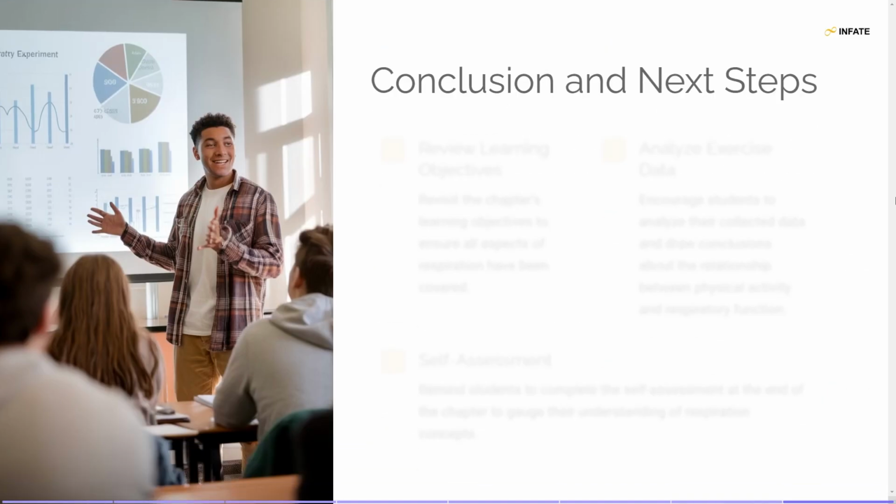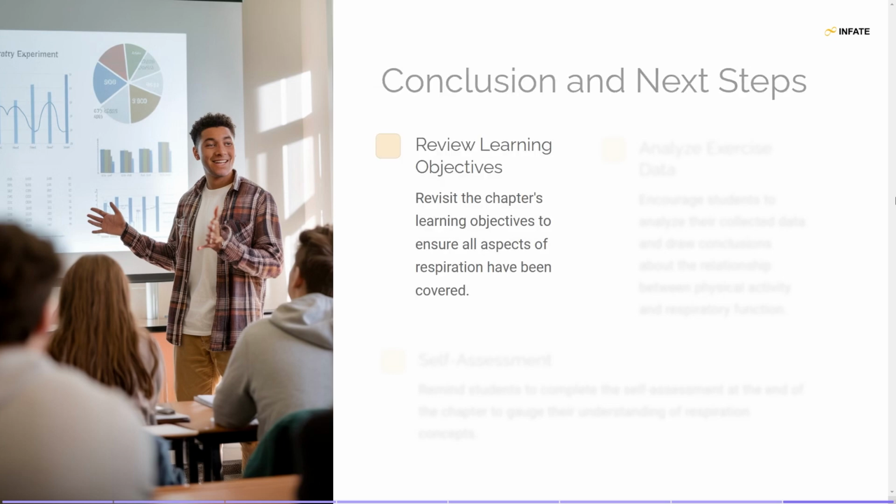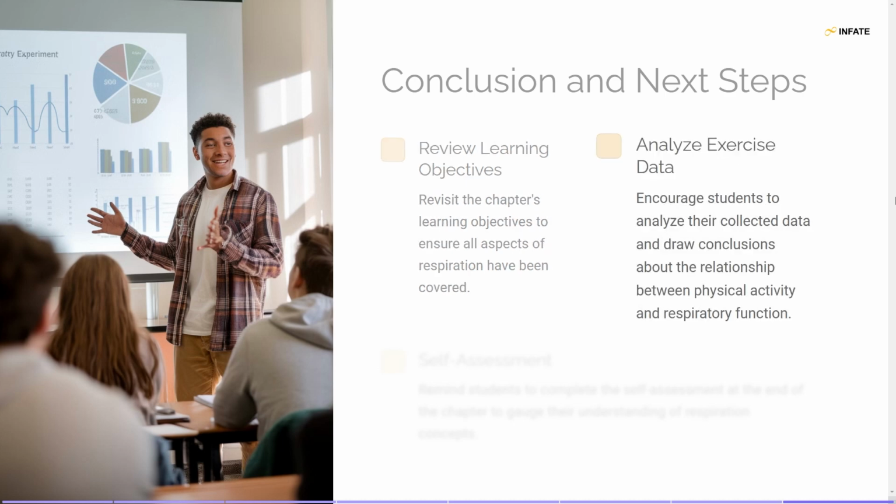Slide 8. Conclusion and next steps. Review learning objectives. Revisit the chapter's learning objectives to confirm that all aspects of respiration have been thoroughly covered. Analyze exercise data. Encourage students to analyze the data they collected during the exercise and draw conclusions about the connection between physical activity and respiratory function.